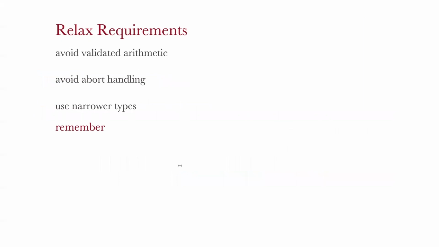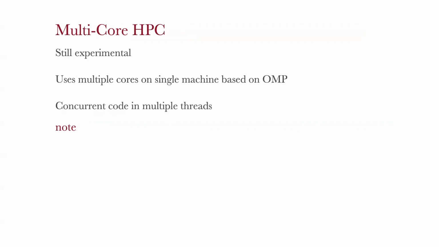There's another type of transformation that involves relaxing requirements of the system. So you can avoid validated arithmetic or abort handling, things like that. And just remember that a lot of special hardware like GPUs are already relaxing your requirements. They're running in a different arithmetic model than you would get from the precise CPU operation. So now I'm going to look a little bit at using some multicore CPU.